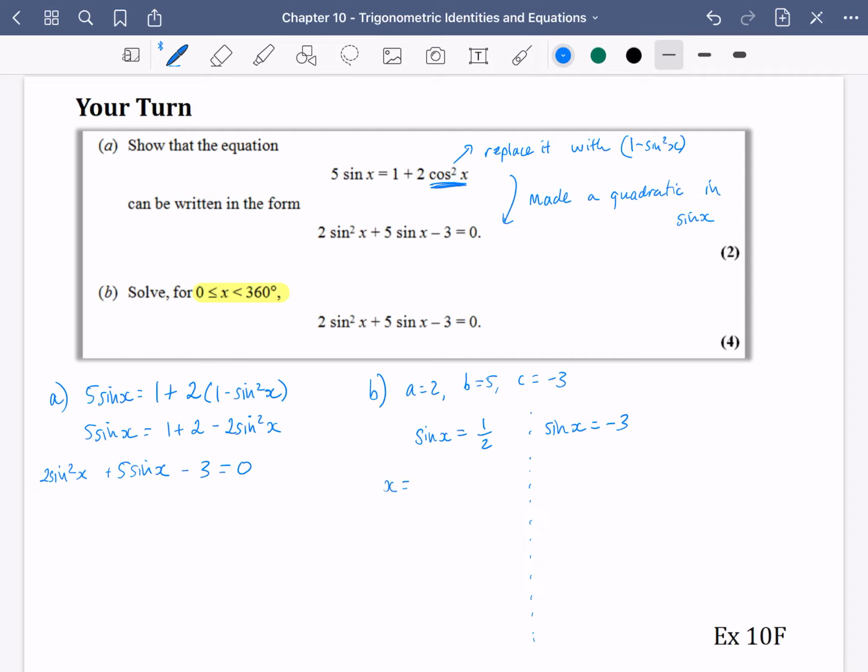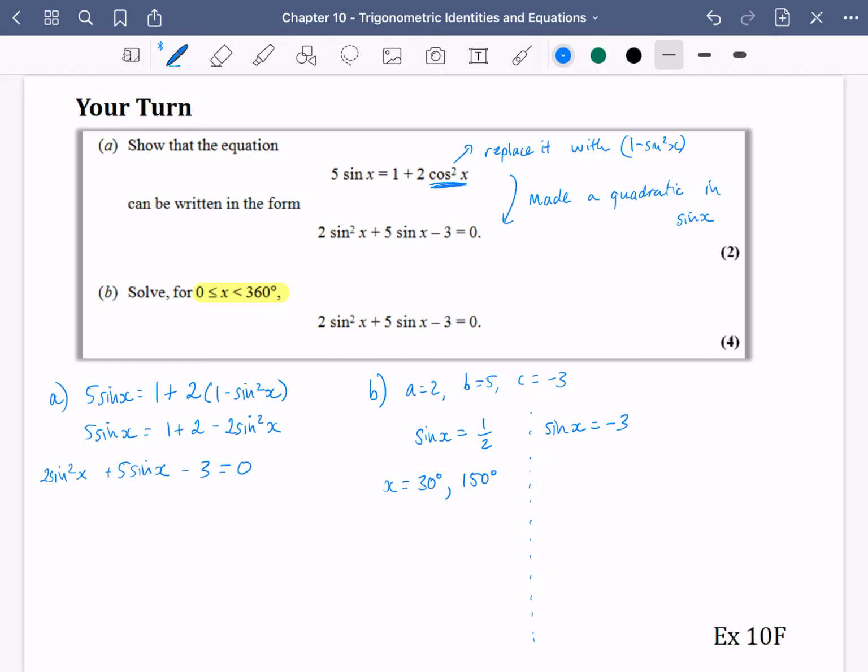So x would be equal to the inverse sine of a half. But hang on a sec, you should know this. I don't even need to write that out. The inverse sine of a half, we know, is 30 degrees because sine of 30 is a half. And my other one is found by doing 180 minus that. So I don't even need a calculator. We have 30 and 150. Now, very obviously, if I added or took away 360 from this, it would not be inside the range. So I'm actually done with those solutions there.